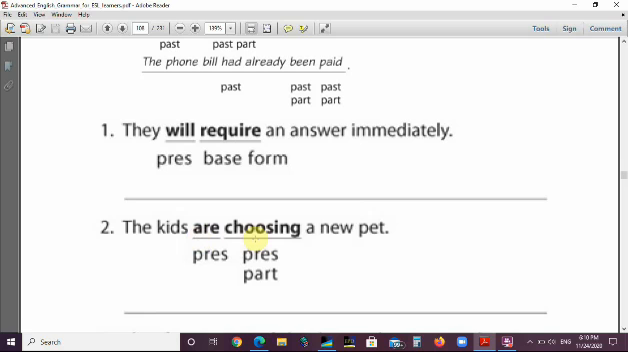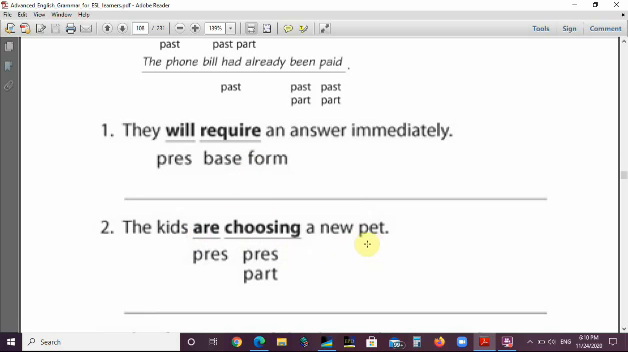The kids are choosing. Are is present, verb to be, choosing present participle. Sorry, if we change sentence number 1, it should be: an answer will be required immediately. An answer will be required. Will, present, be, base form of verb to be, required past participle.